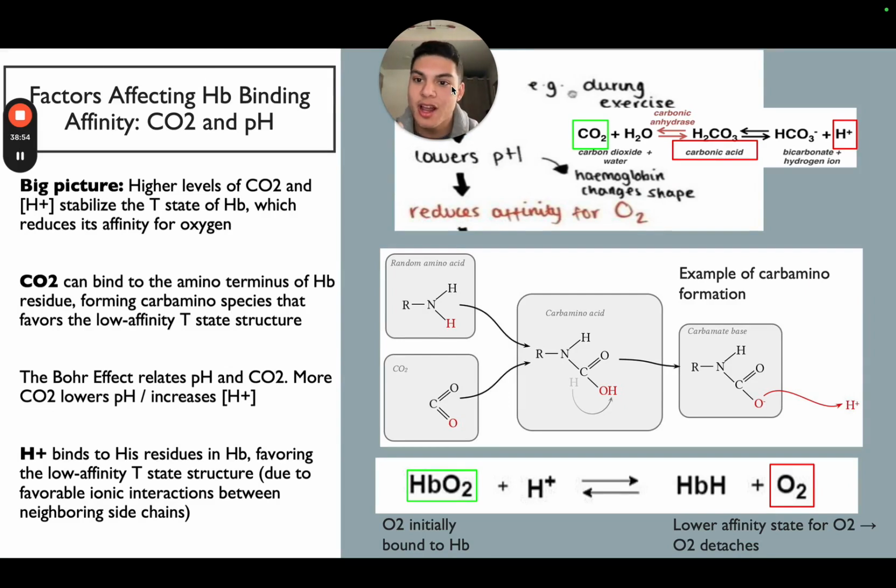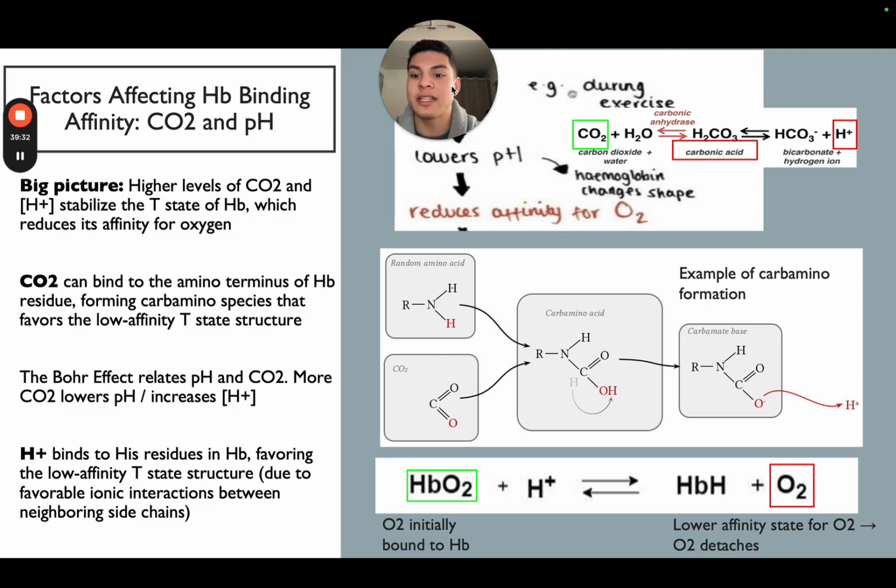So in the big picture, higher levels of CO2 and H+ stabilize the T state of hemoglobin, which reduces its affinity for oxygen. So if things favor the T state of hemoglobin, we know that it has a reduced affinity for oxygen. Again, it has to do with the planar stuff. It's now no longer planar in the T state, and there could be steric clashes. I have no idea. And in terms of CO2, it can bind to the amino terminus of hemoglobin residues, and this forms a carbamino species that favors the low affinity T state structure. Essentially, CO2 binds favorably, and that changes the hemoglobin to the low affinity state. That's all you really have to know.